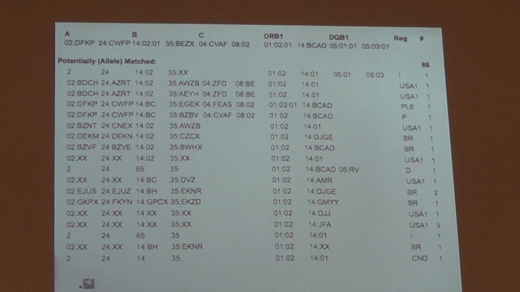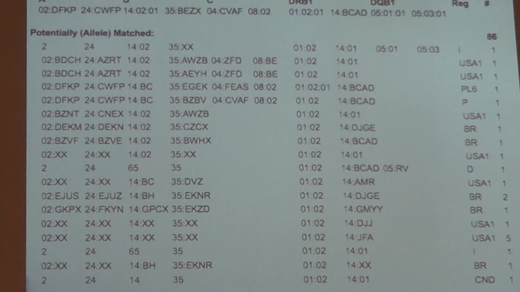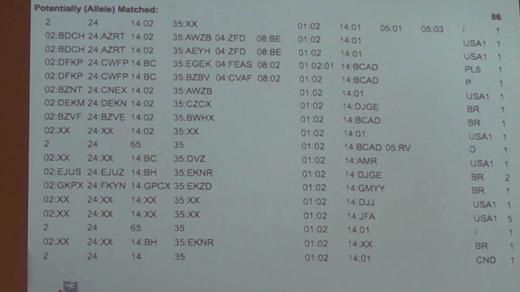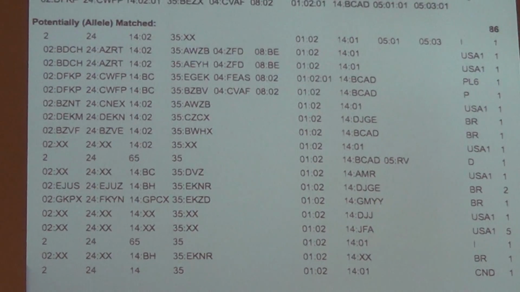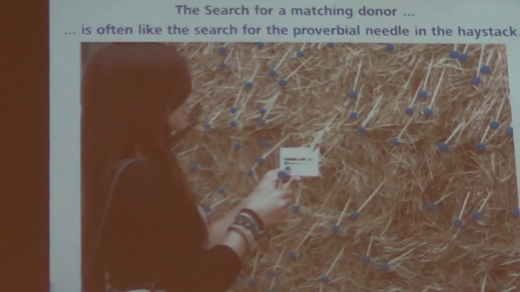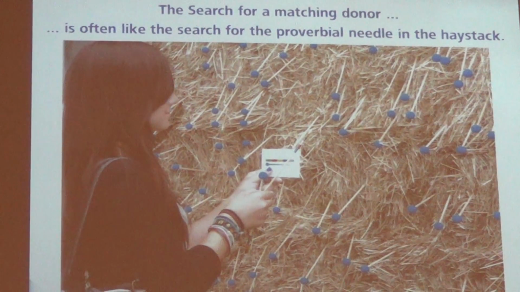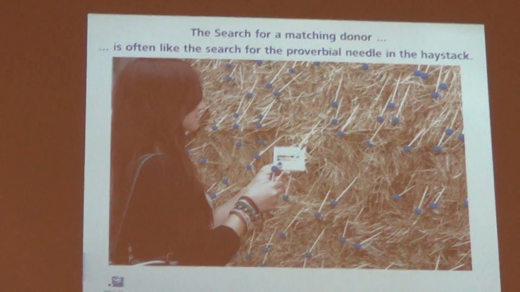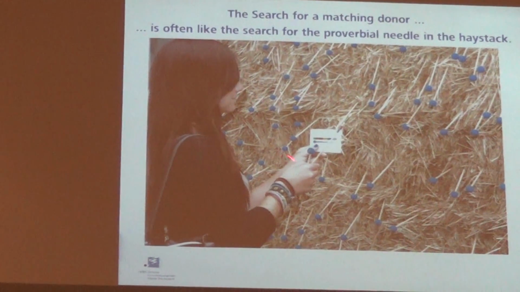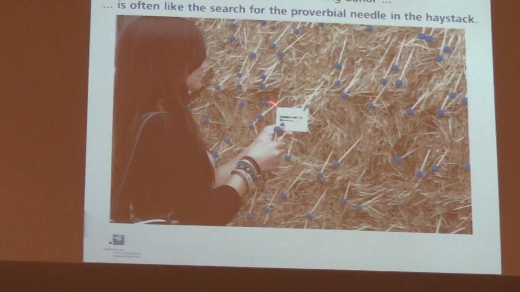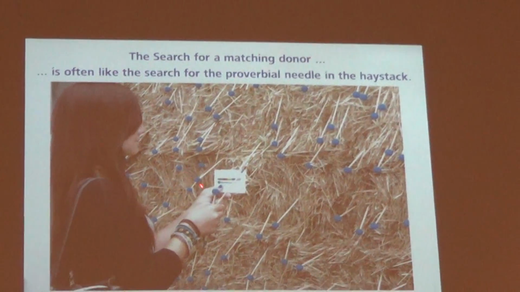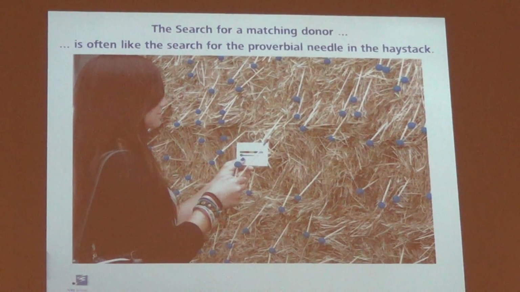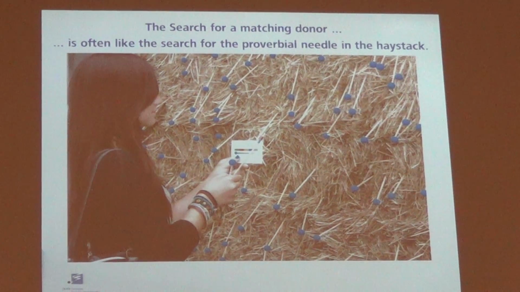This is how a typical match list looks. It's a screenshot taken from the BBW website from one of our patients. And it proves that searching for a matching donor is often like searching for the needle in the haystack. This was an event we made where people had to look for a color pattern that we had fixed to the tips of the needles in the haystack. So it was a sort of a lottery.